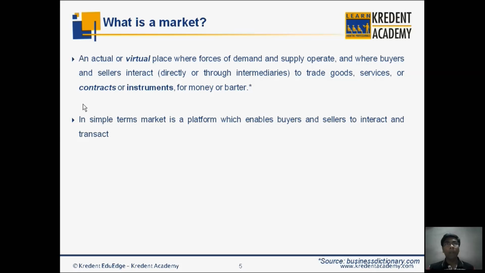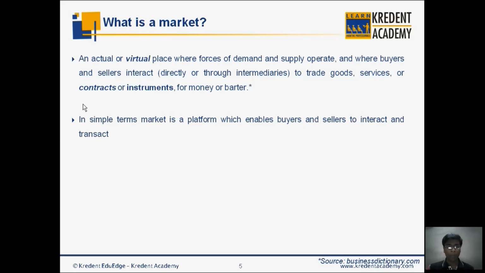But in a market like the stock market, if you are going to buy and sell some shares, you will have to do it through a member of a stock exchange, and the member is a broker. So you have to buy shares via an intermediary who is the member or the broker of the stock market.